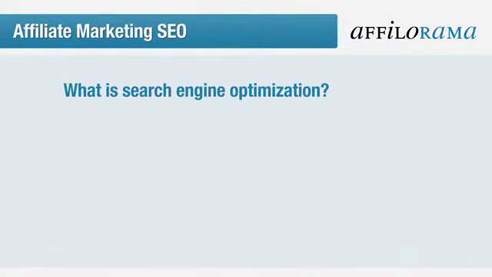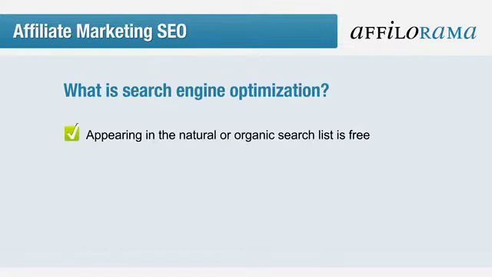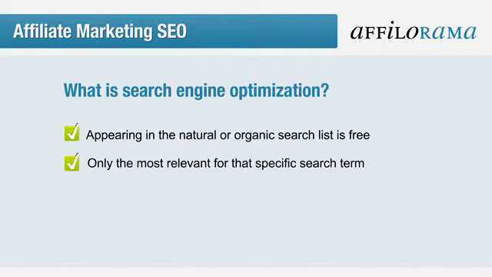What is search engine optimization? Well, when you search for something in a search engine, you typically end up with two sets of results. One is the paid listings, which appear down the right-hand side of the page and occasionally at the top of the page. The rest of the results on the page are the natural or organic search listings. Appearing in this list doesn't cost the website anything. These are the results that the search engine considers to be the most relevant for the search term.